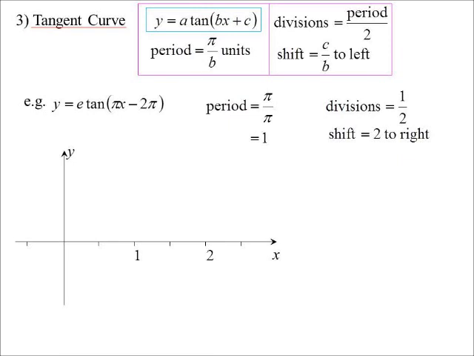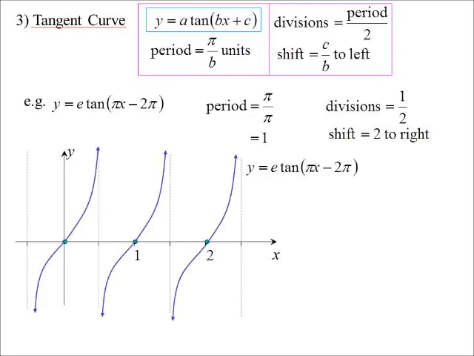All right, my tan curve, I would normally start at the origin, but this one's shifted 2 to the right. Now the pattern for a tan curve goes x-intercept, asymptote, x-intercept, asymptote, x-intercept, asymptote. So I'll put an asymptote over there, then we'll go to the left, and so on. And then we just draw our tan curve.